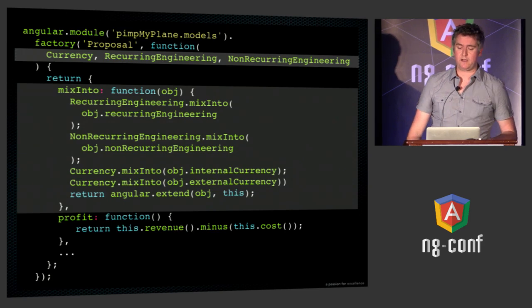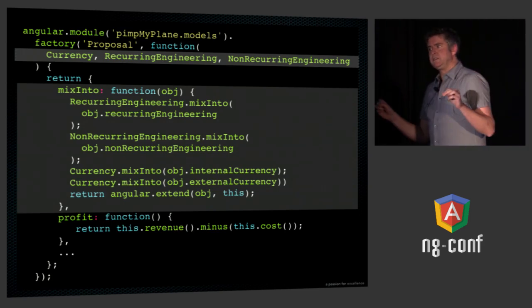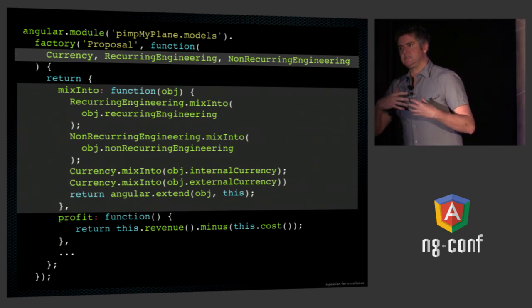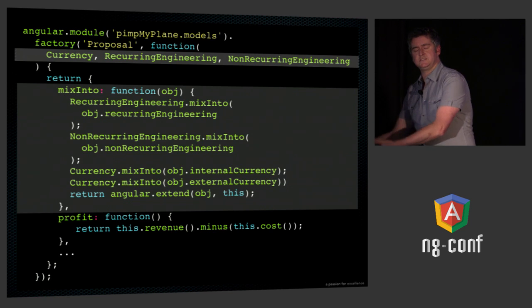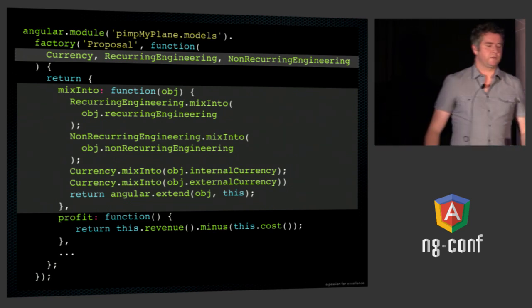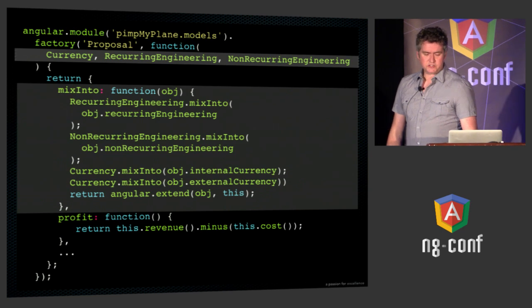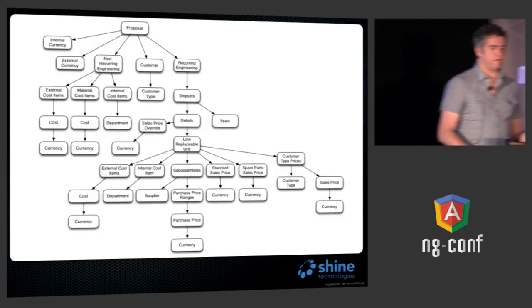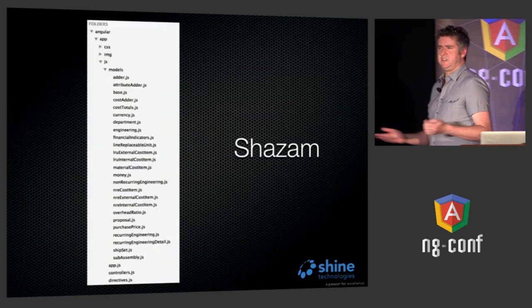So if we go back to our model mix-in, it's got this mixInto method, and it will recursively call recurring engineering, get it to mix its business logic into the recurring engineering JSON, the JSON substructure you've got back, and so forth. And what I found is that this really simple pattern enables you to take a complex object model like this and basically convert it into just a really simple set of models.